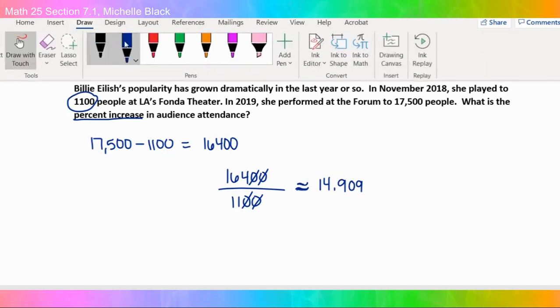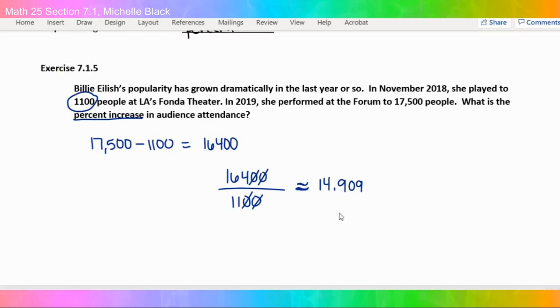Now I want to change that into a percent because I was asked for the percent increase, not the decimal. So this is, again, about 1490.9. I'm just going to say this is roughly 1,491%. So an absolutely gigantic percent increase in the number of people attending her concert.